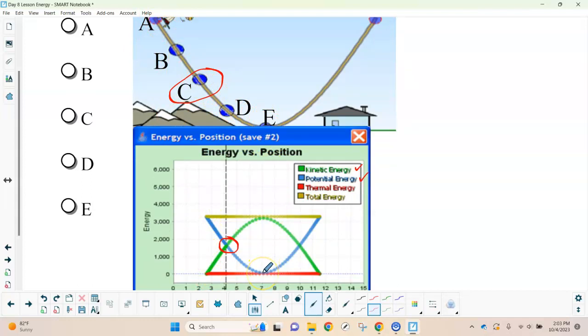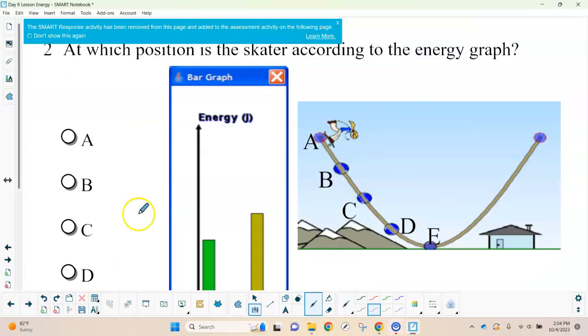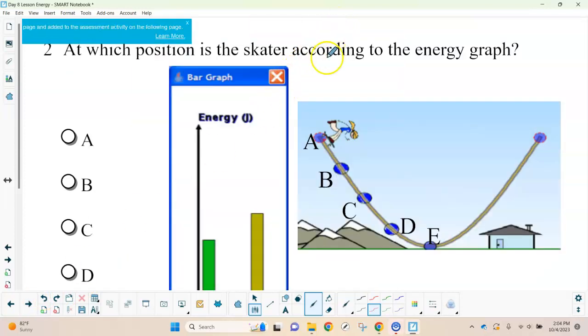So it would have no potential energy anymore because it would be at the bottom, it would be no height, and it would have all kinetic. So this is kind of in between, so that's where I would pick C. If it was more like B or D, you would have to be more than halfway or less than halfway up the ramp. All right, so let's try another one.